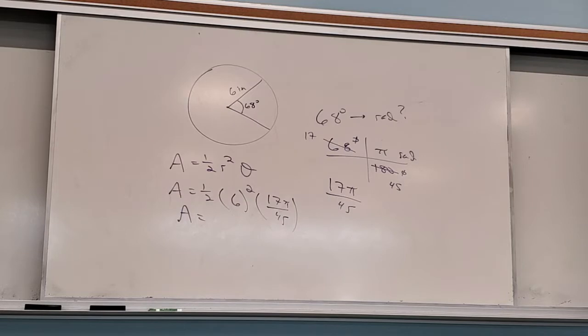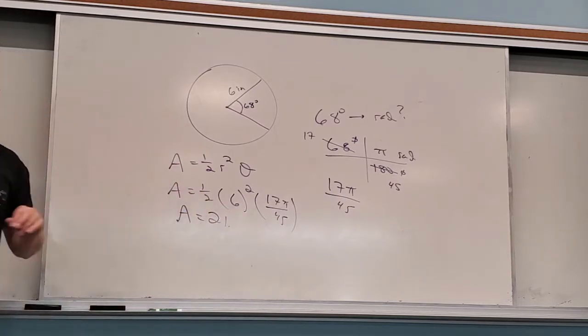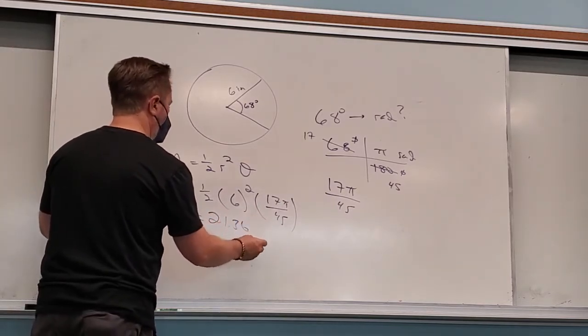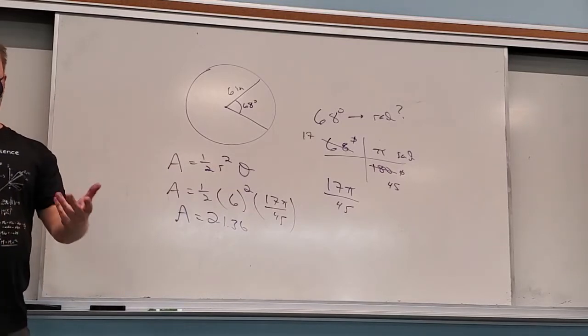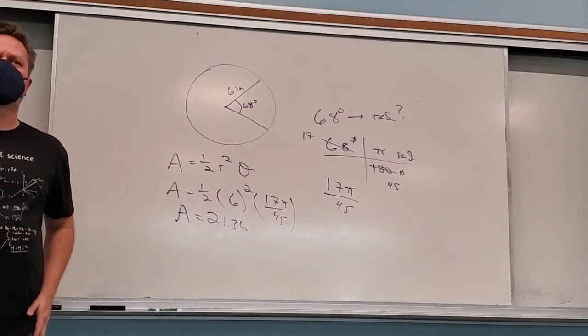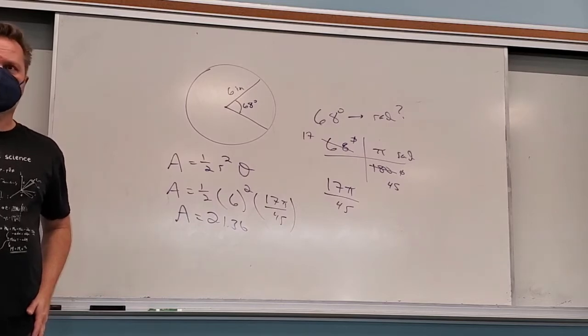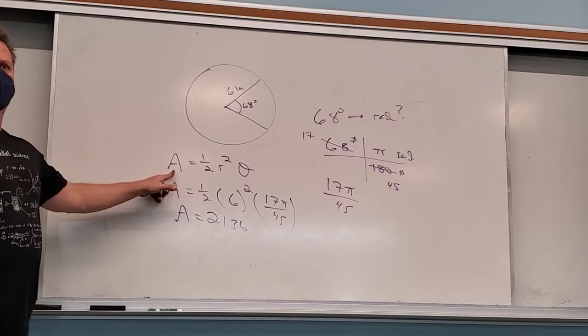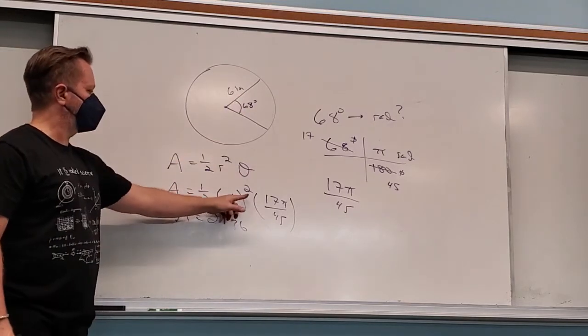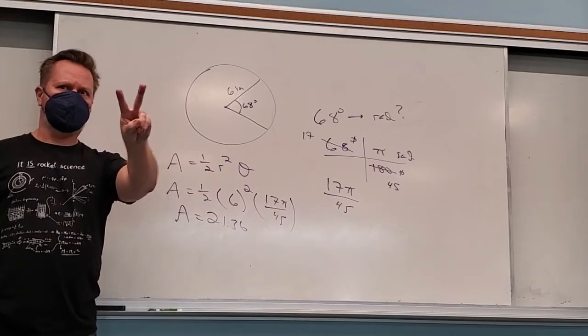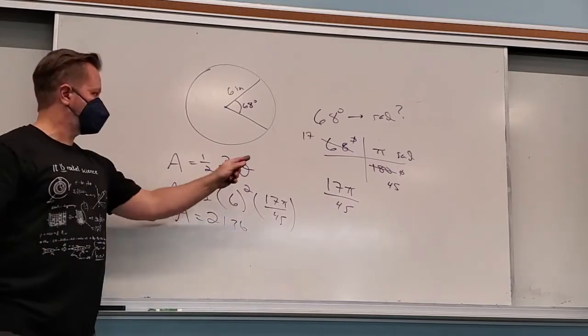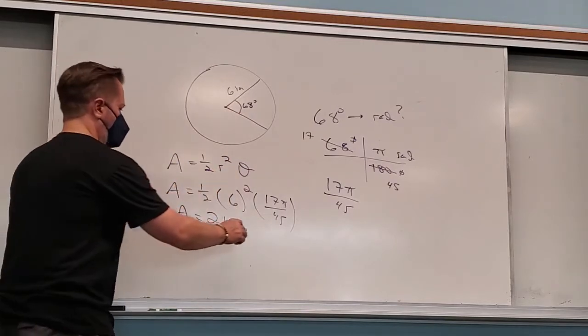So 1/2 times 6 squared is 36, times 17 times pi, divided by 45. Yeah, 21, there you go. Oh, you can't see it. Right, 21.36 or something. Did you guys all get that? What units would it be? Inches? No? What is it physically? Area. What did I do to 6 inches? There are two ways you should know the units. It's an area, so it's got to be square units, and I squared the units, right? So it's square inches.